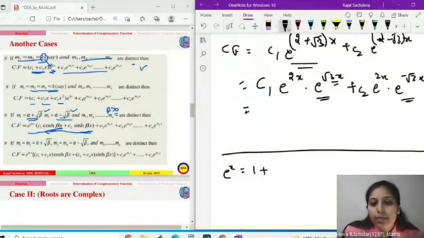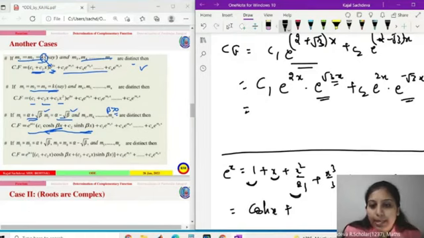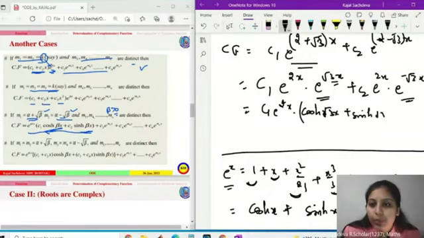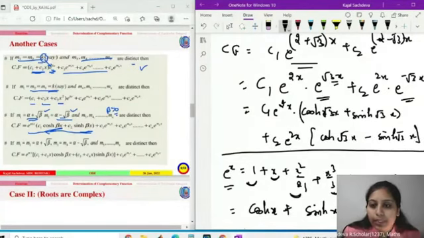See, e raised to power x is 1 plus x by 1 factorial plus x² by 2 factorial plus x³ by 3 factorial and so on. Just separating 1, x² by 2 factorial, x⁴ by 4 factorial, this is the expansion of cos hyperbolic x, and separating x³ by 3 factorial, we get the expansion of sine hyperbolic x. So e raised to power x can be written as sine hyperbolic x plus cos hyperbolic x. So just replacing e raised to power root 3x as cos hyperbolic root 3x plus sine hyperbolic root 3x, and likewise replacing e raised to power minus root 3x, that is cos hyperbolic root 3x minus sine hyperbolic root 3x. So just separating out, we will get the required answer.